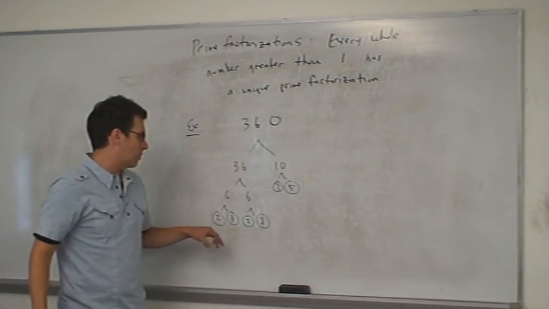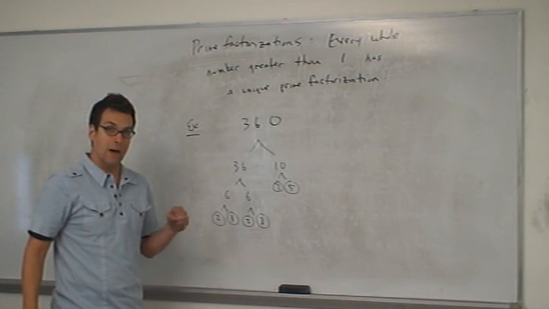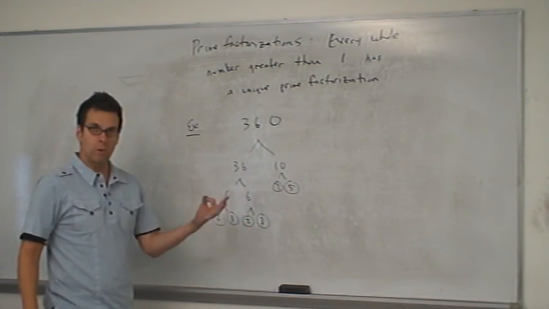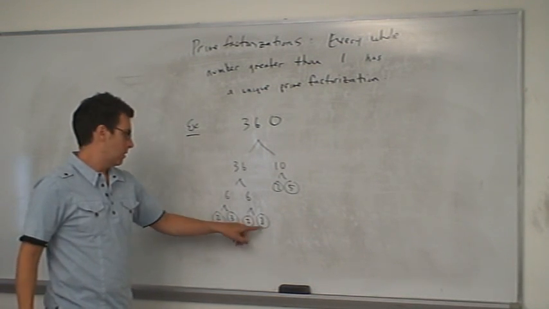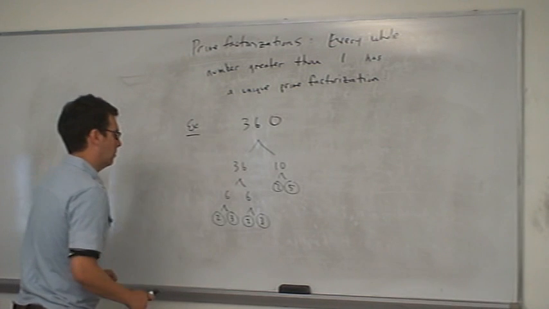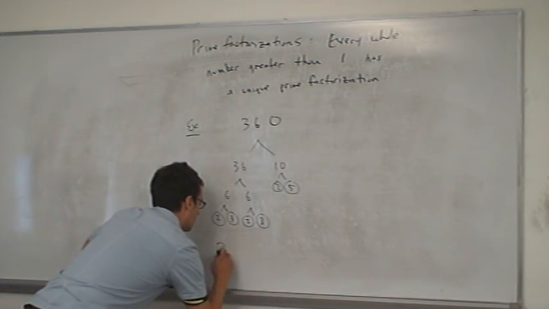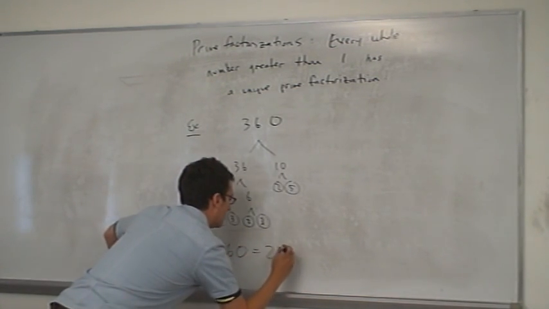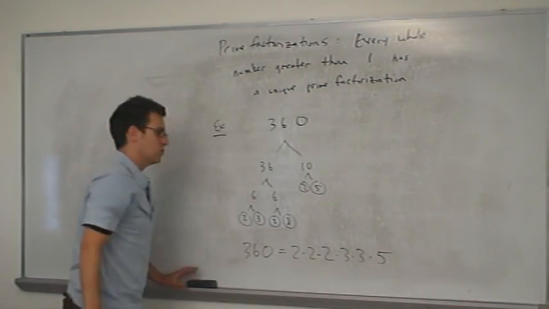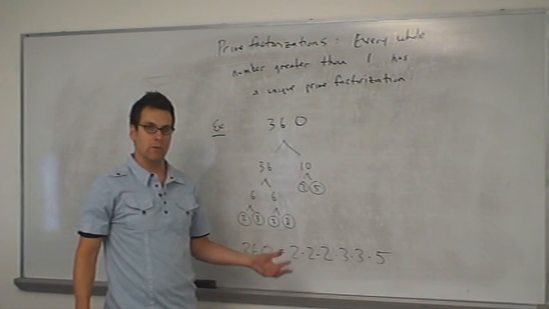So it looks like we can write 360 as a product of primes as 2 times 2 times 2, 3 factors of 2, 2 factors of 3, and a factor of 5. So 360 can be written as a product of primes as 2 times 2 times 2 times 3 times 3 times 5.